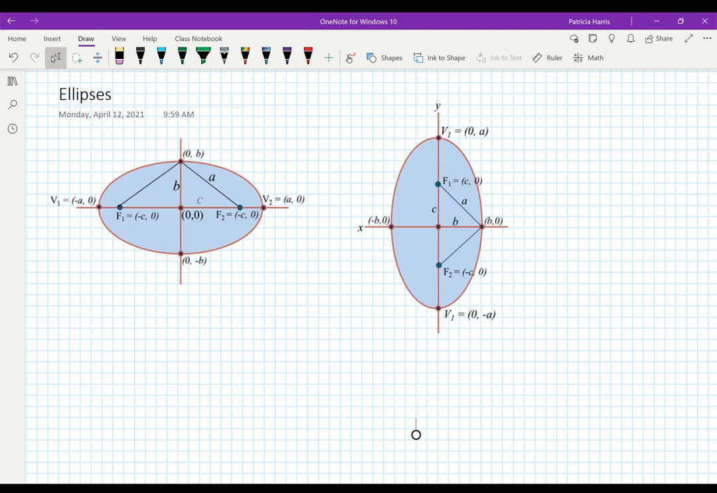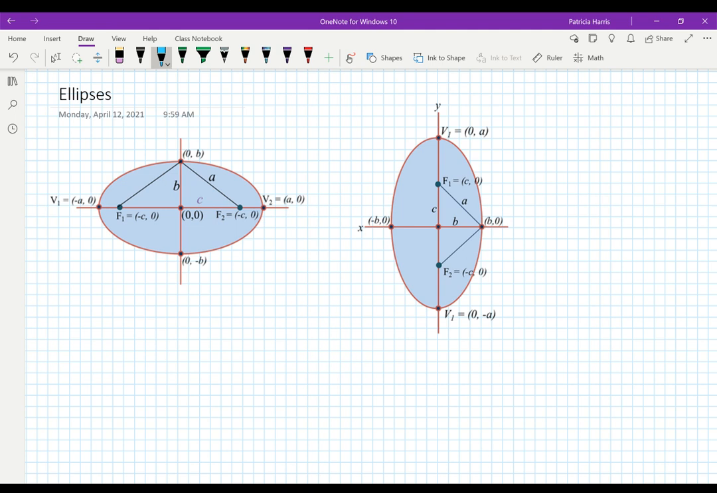Okay, but it's got a slightly different equation. It also has two foci, which we'll talk about in a second. I think it's actually easier than the parabola, but you might not agree with that. So we have two pictures here. One is a horizontal major axis, and the other is a vertical major axis.